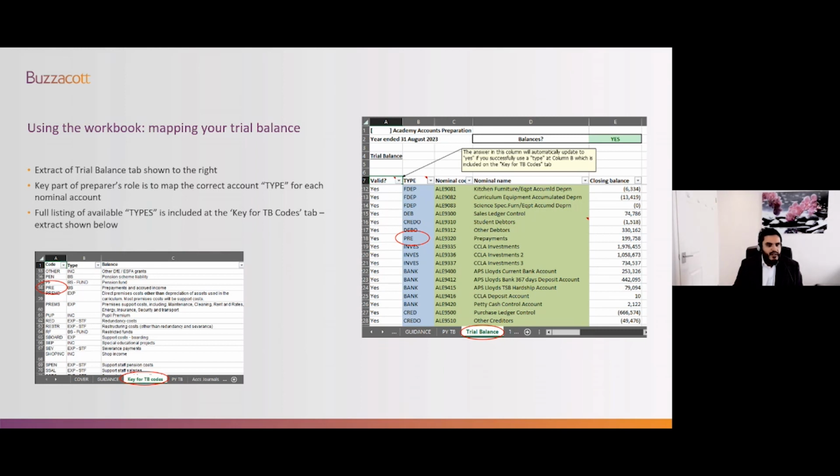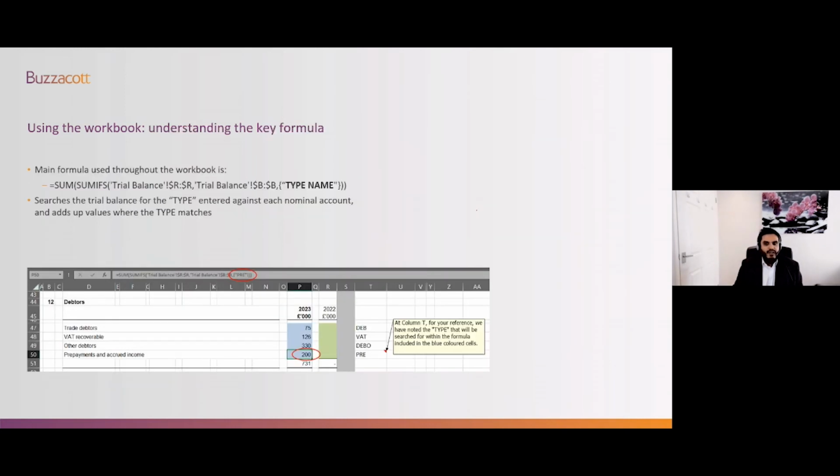There's full instructions on everything that I'm going through, including the point on the prior year TB, within the guidance tab of the workbook. So I won't be covering that in great detail in this seminar. But continuing with our example of prepayments, if you can take a mental note of the balance of prepayments on this trial balance, which is a £200,000 debit balance, we will now move on to the next slide to see how this gets pulled through into the actual accounts.